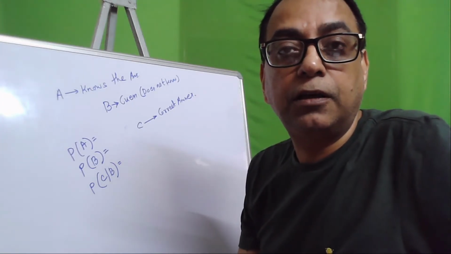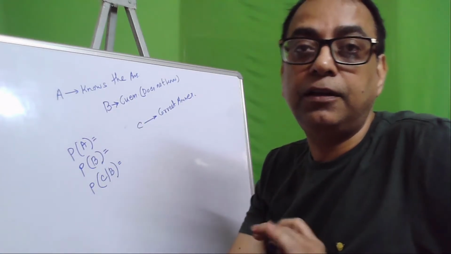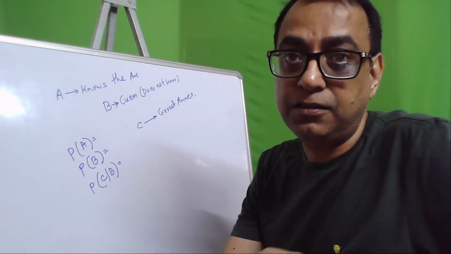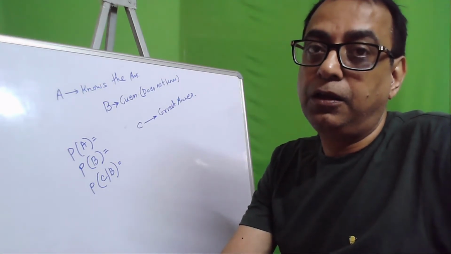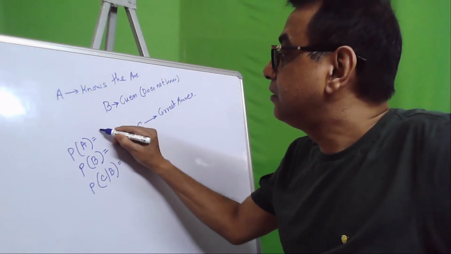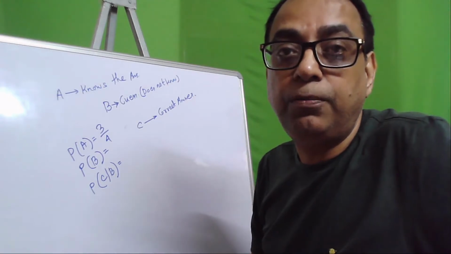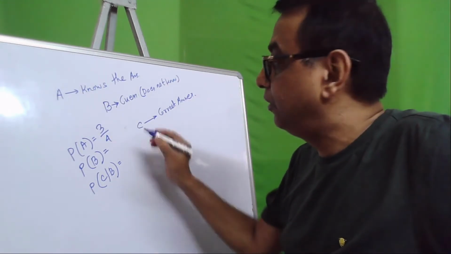So let's solve this problem. Let A be the event that he knows the answer. Let B be the event that he guesses, that means he doesn't know the answer. So the probability of A is 3 by 4, given. Now P(B) will be definitely 1 minus 3 by 4, that is 1 by 4.